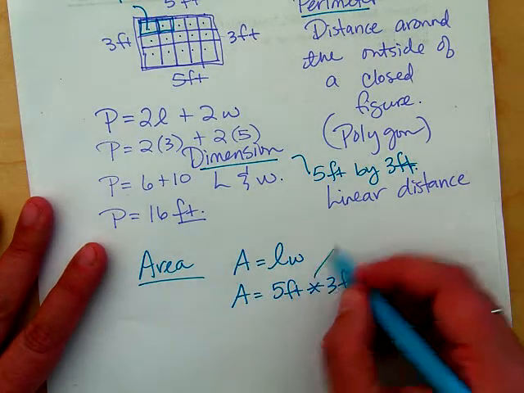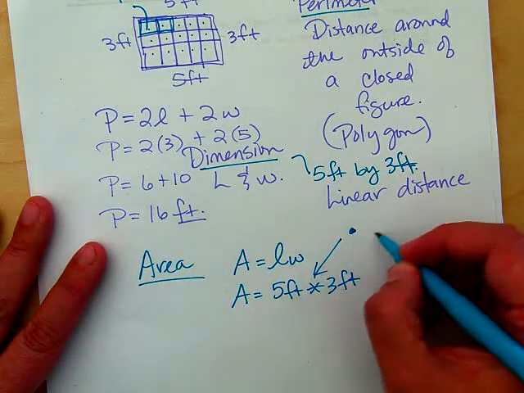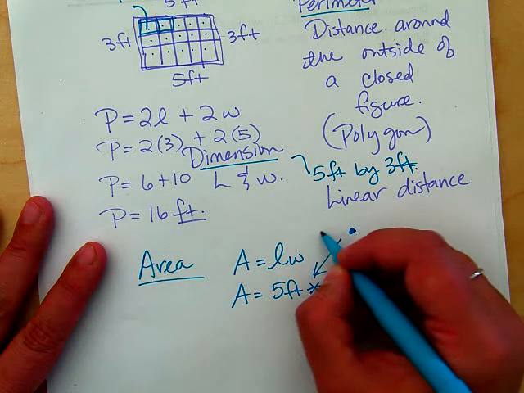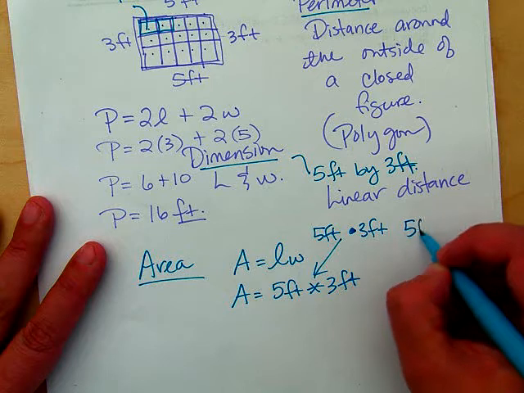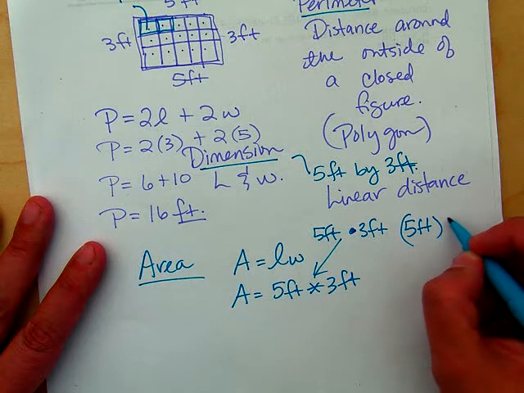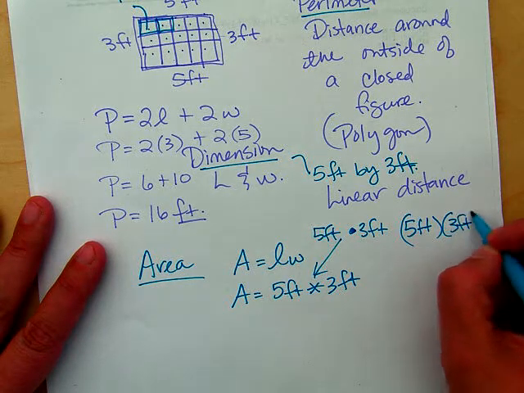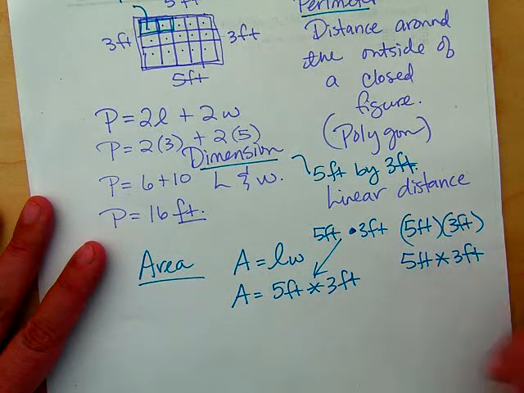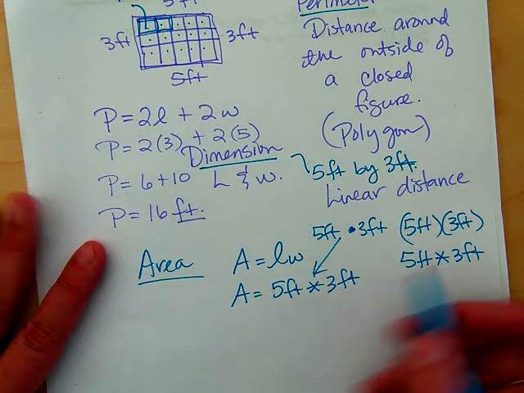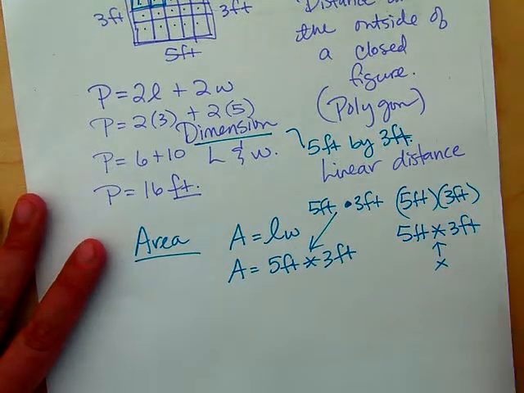Okay, there's lots of different ways we can write multiplication. We could write it as a dot. We could write it as 5 feet dot 3 feet, or 5 feet parentheses 3 feet, or 5 feet times 3 feet. But we also, oh, I just did the same one. We can use the asterisk. I meant to do, of course, that version of times.